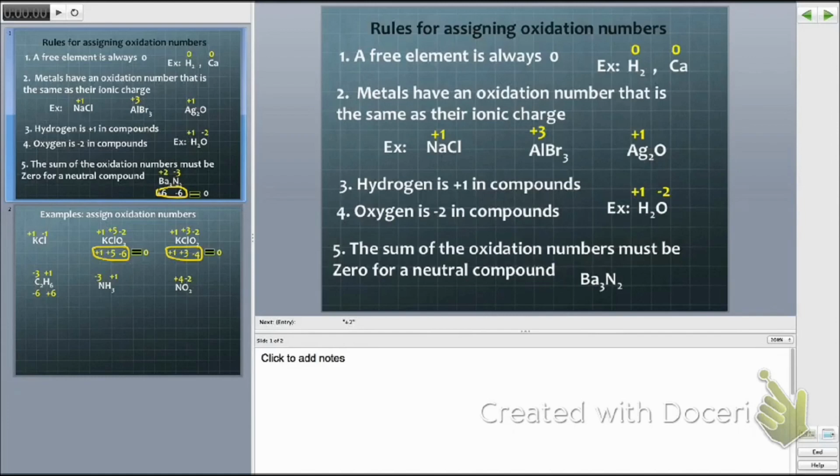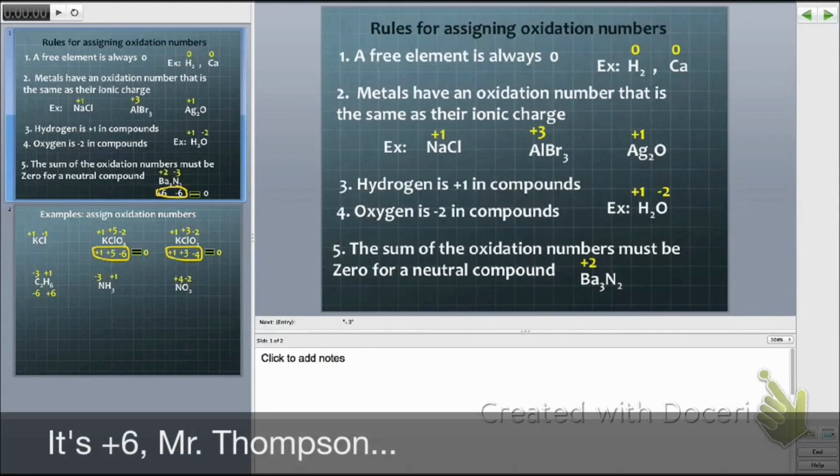Okay, so if the overall charge has to cancel out, it has to be 0. But let's see, if I'm looking at the rules, Ba is a metal. On the periodic table, barium is in group 2, so that means its charge has to be +2. So if we've got 3 bariums, what's the total charge from all my barium? Let's see, 2 + 2 + 2, 6. So overall it has to be +6. Okay. And then nitrogen comes with what oxidation number?